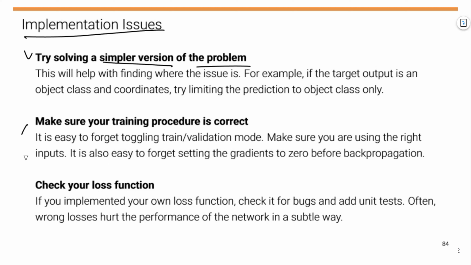And make sure your training procedure is correct. Sometimes you forget toggling train and validation mode. And some modules have different behaviors in train or validation mode. And when you develop your own loss function, you need to verify your implementation at least several times. Or sometimes you ask your coworkers to verify your loss function. Because if you use your own implementation, it might contain some bugs.